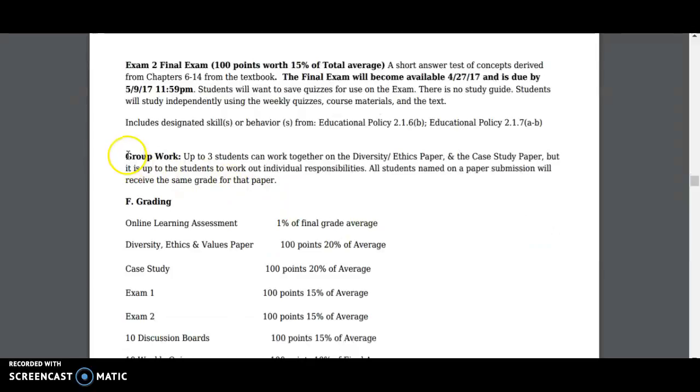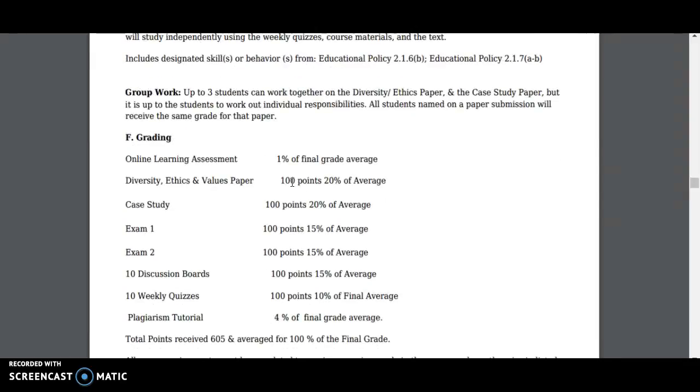Regarding the group work, this is important. Up to 3 students can work together on the diversity paper and the case study paper. But it's up to you to work out your individual responsibilities, who's going to do what. If we need to, I can set up a place for you to communicate, but I'll have to know that you're working together as a group. So you're going to have to let me know that.